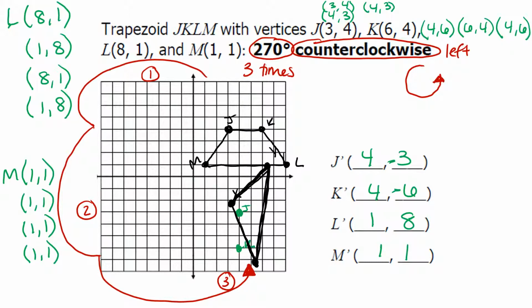For point L, we go right 1. That's positive, but we go down 8. That's going to be negative. And for point M, we go right 1, that's positive, down 1, that's negative. When you connect your dots, you end up with the same trapezoid, but turned sideways.